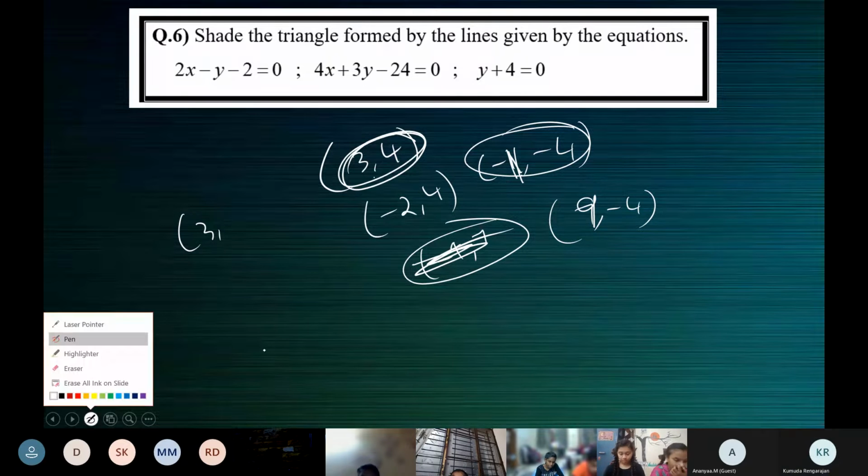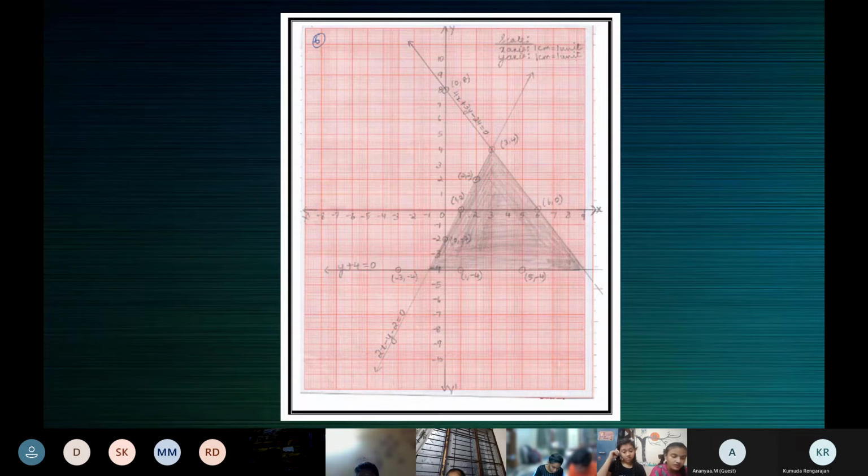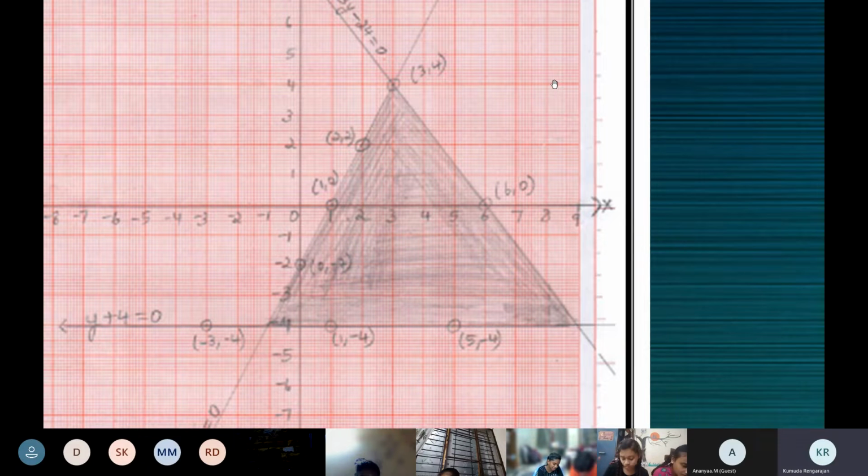Let's check. Yes, I can see here. This is one vertex, which is -1, -4. This is one vertex, which is 3, 4. And this one, what is this? 9, -4. Very good.